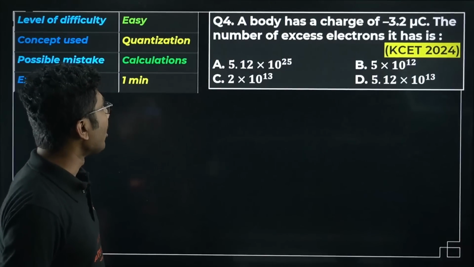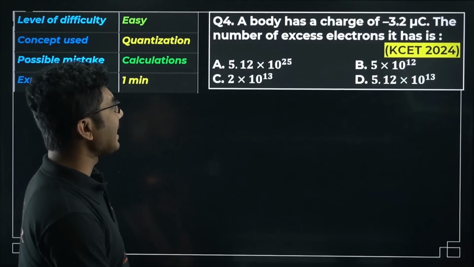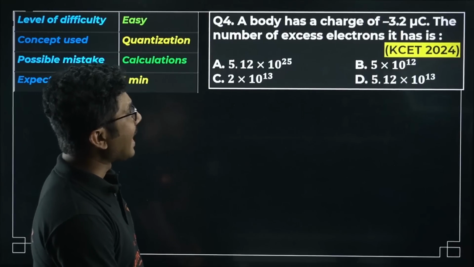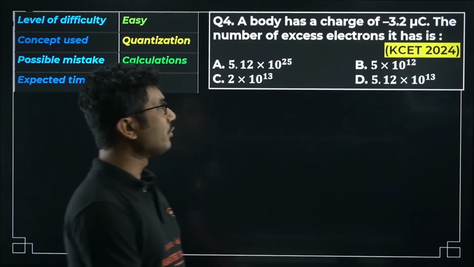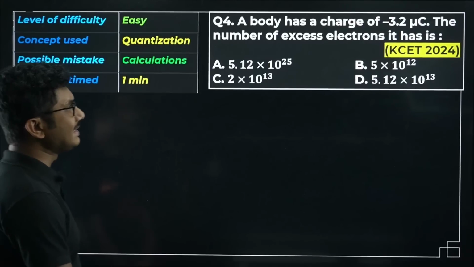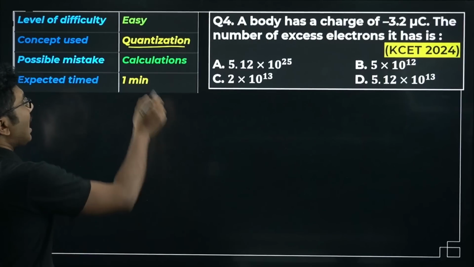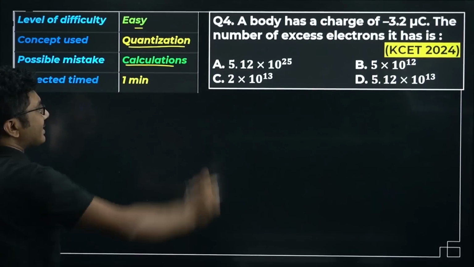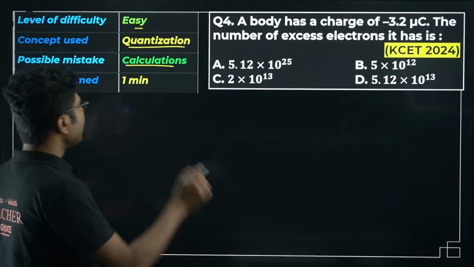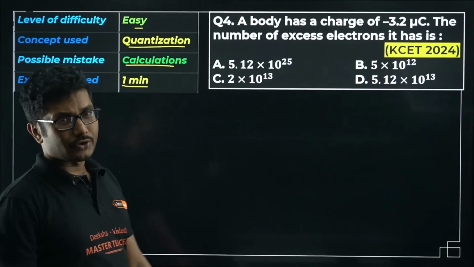Right, now let's move on. A body has a charge of minus 3.2 microcoulomb, the number of excess electrons in it. So this is obviously about the quantization of charges. Easy question, but requires some sort of calculation. So it requires at least 1 minute to solve this question.